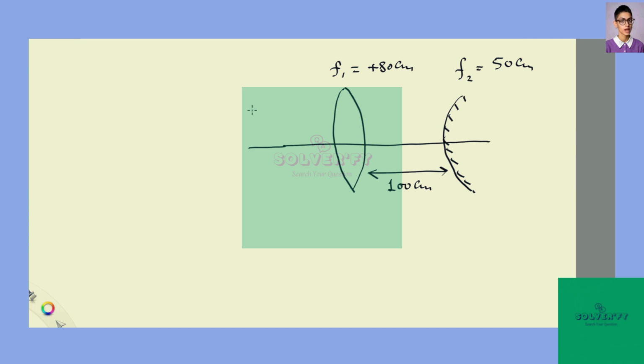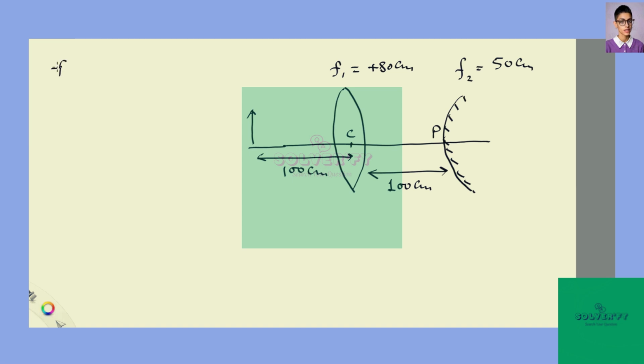Then there is an object on the left side of the convex lens at a distance of 1 meter, that is 100 centimeter, from the optical center of this convex lens, and this is the pole of the spherical mirror. Now we have to find the positions of various images formed by the convex lens, then by the spherical convex mirror, and then again by the convex lens. So in three parts we will have to deal with this problem.